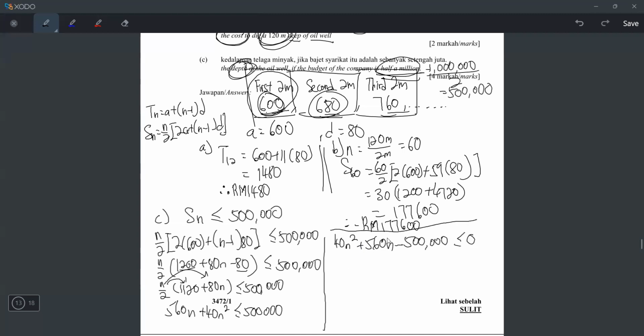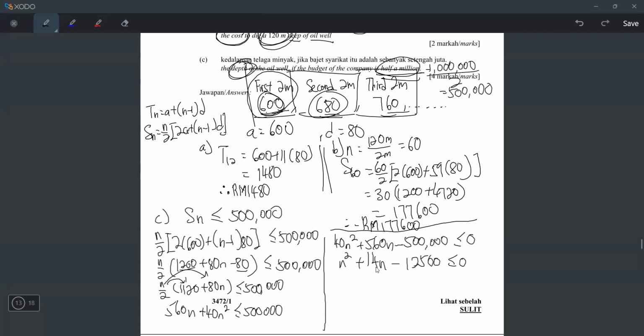And now I will use the EQN mode. But before that, I would simplify first. Because all these numbers, I believe, can divide by 40. I'm not sure. Let's try. Can this divide by 40? Okay, yes, I get 14. So can divide by 40. What about this one? Can I divide 500,000 by 40? Oh, can also. 12,500, less than or equal to 0.